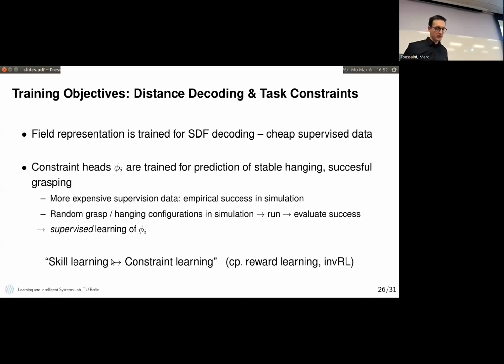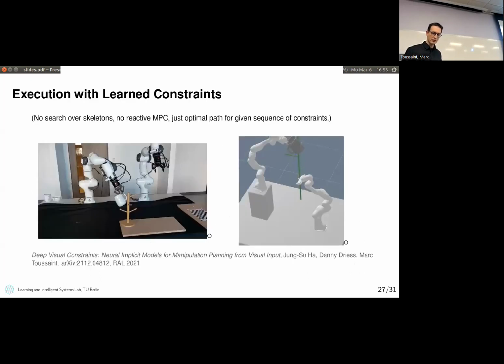And that's what I meant earlier when I said going from skill learning to constraint learning, that's how I think about it. And again, not overemphasizing differences. It's really similar to reward learning from demonstration or also reinforcement learning, but in that framework of constraints for TAMP planning or MPC control.